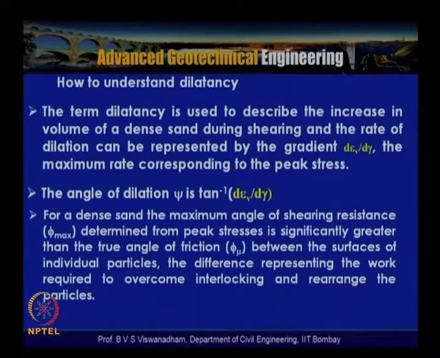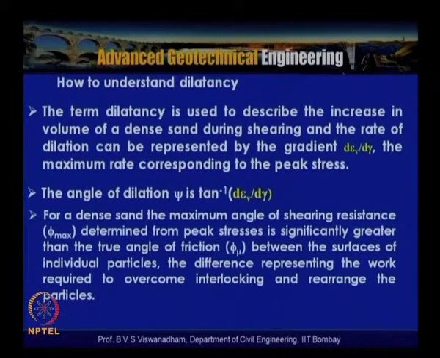Now, the term dilatancy is used to describe the increase in volume of a dense sand during shearing, and the rate of dilation can be represented by the gradient d epsilon v by d nu, which is the maximum rate corresponding to peak stress. The angle of dilation psi is tan inverse of d epsilon v by d nu, and for a dense sand the maximum angle of shearing resistance phi max, determined from the peak stress, is significantly greater than the true angle of friction.